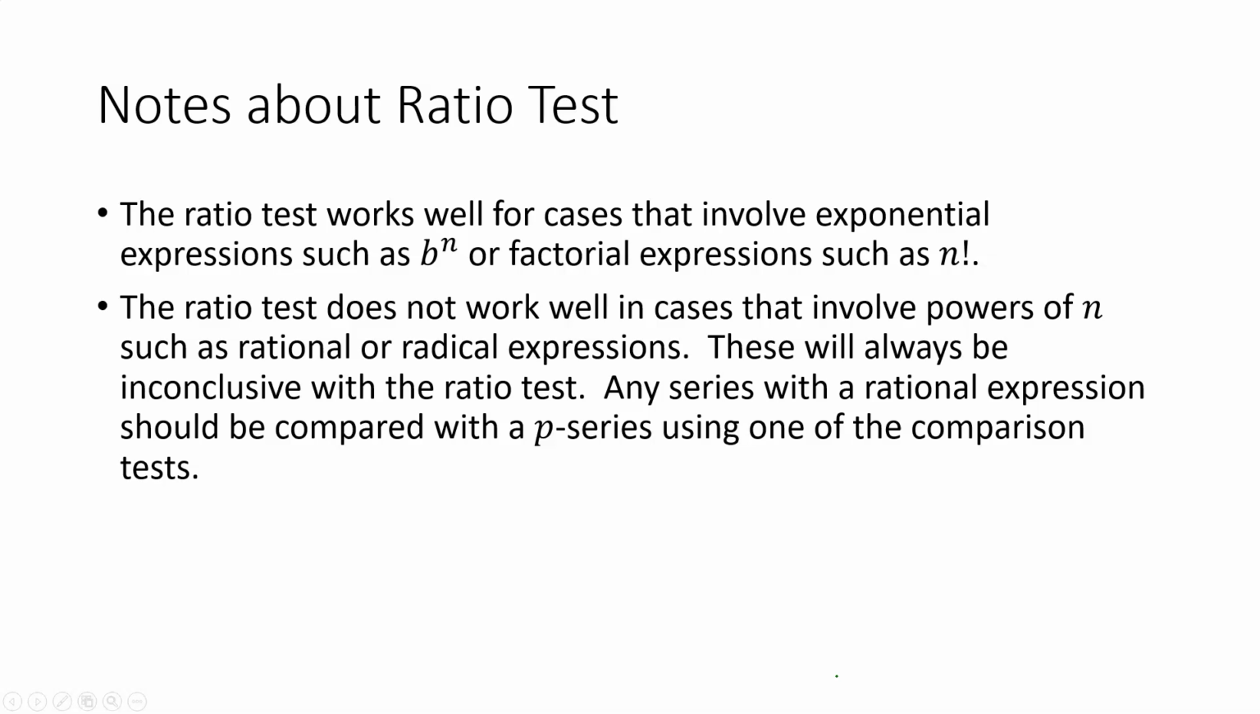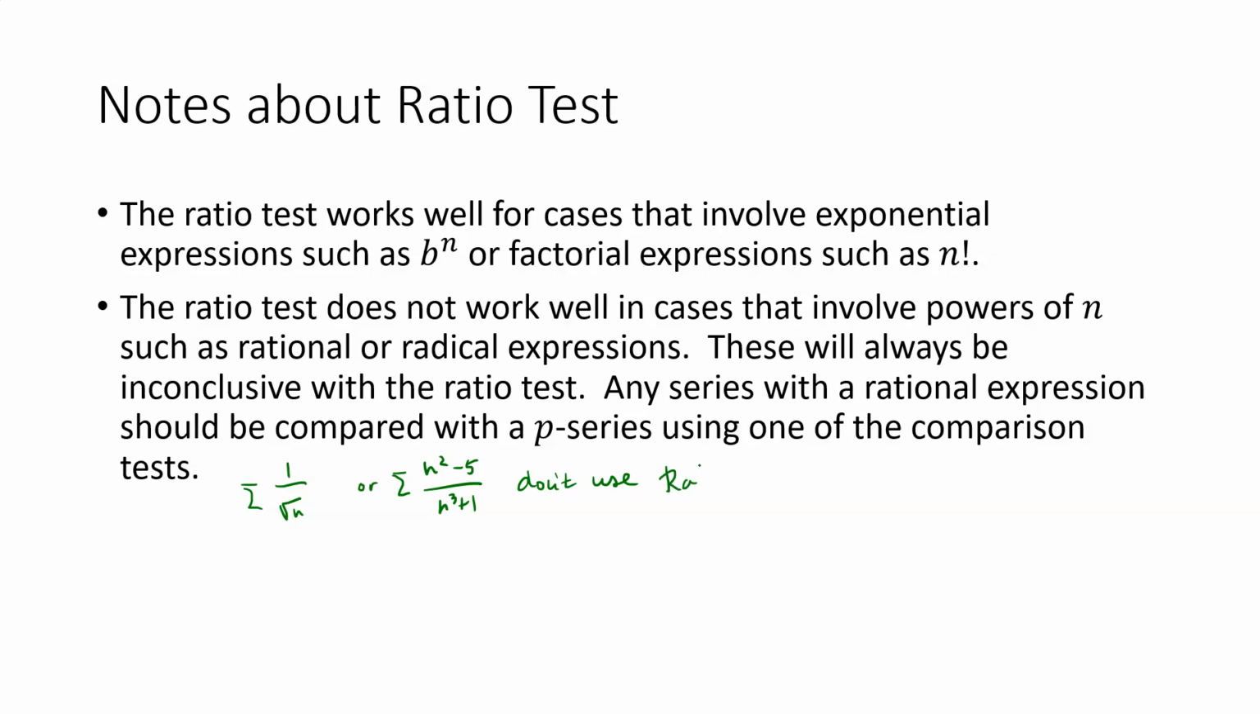Another thing to keep in mind is that the ratio test does not work well in cases that involve powers of n, such as rational or radical expressions, and these will always be inconclusive with the ratio test. And therefore, you should avoid using it when you see stuff like 1 over square root of n, or n squared minus 5 over n cubed plus 1. Okay, so that's a radical expression, that's a rational expression. So if you see a series like that, don't use the ratio test. We know it'll always be inconclusive.